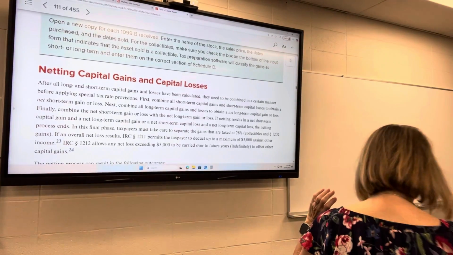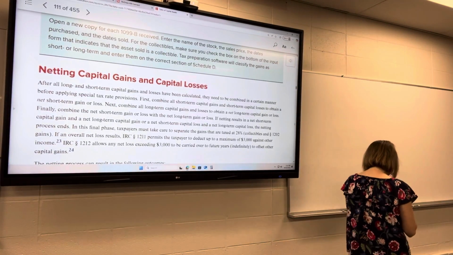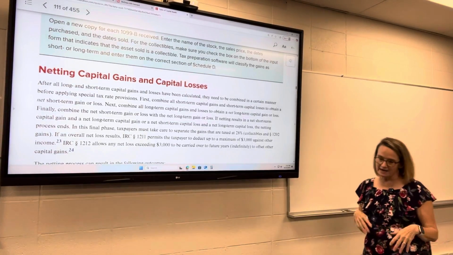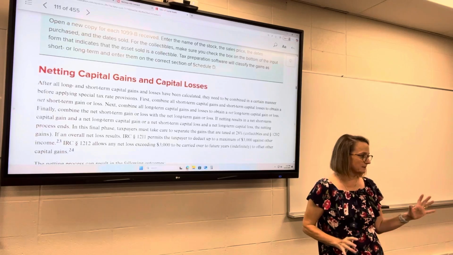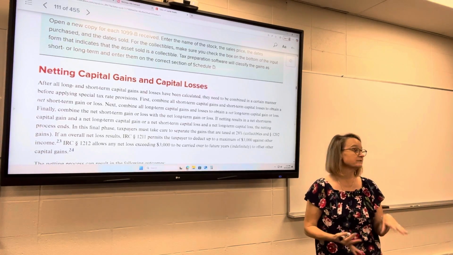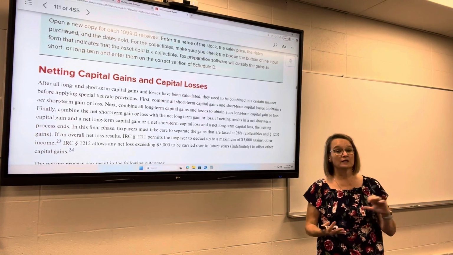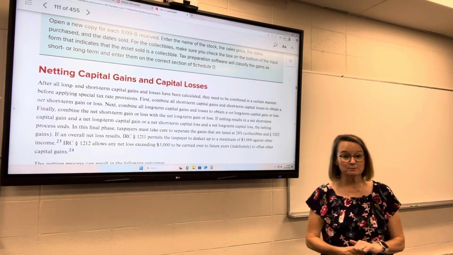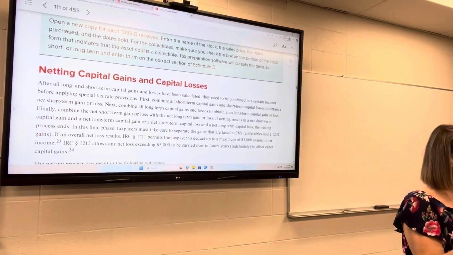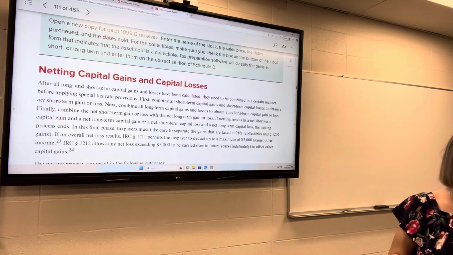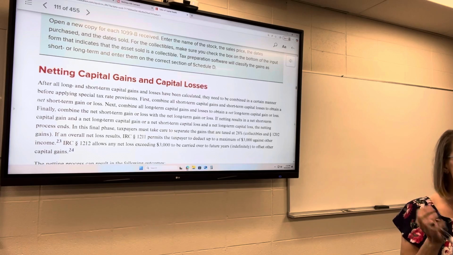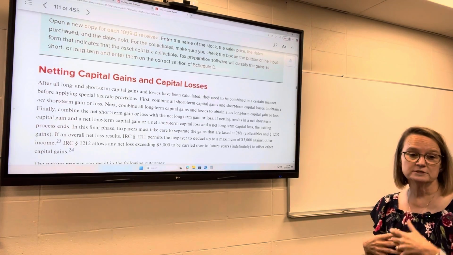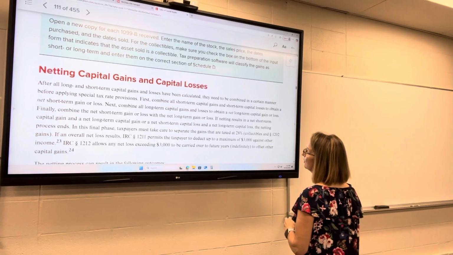So this is the netting of the capital gains. We add up all of our capital gains. We've got long-term capital gains, short-term capital gains, long-term capital losses, short-term capital losses, and collectibles gains. So we've got all these different categories of capital gains and losses, and what we get to do is combine them all, but we have to combine them in a certain order to determine what the tax is on all of that.